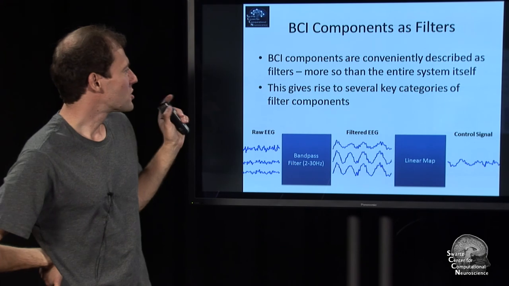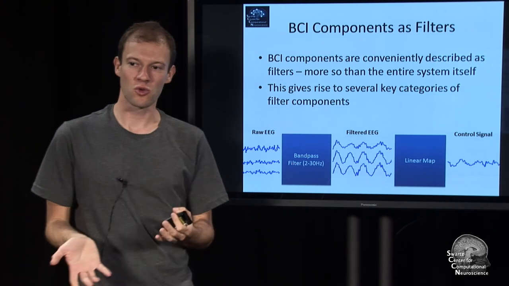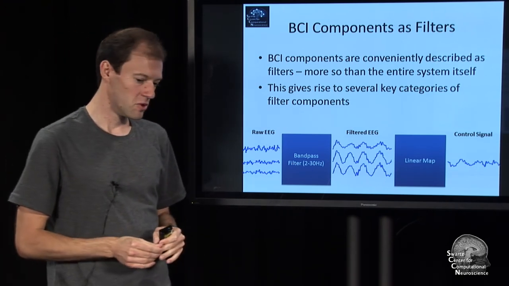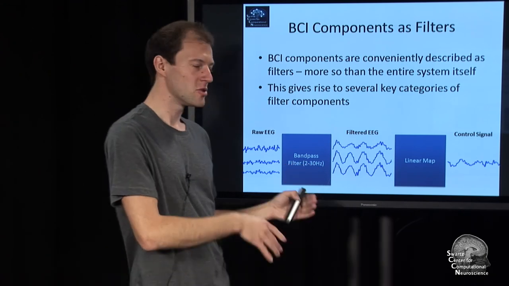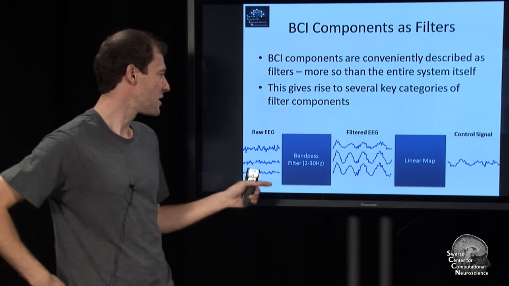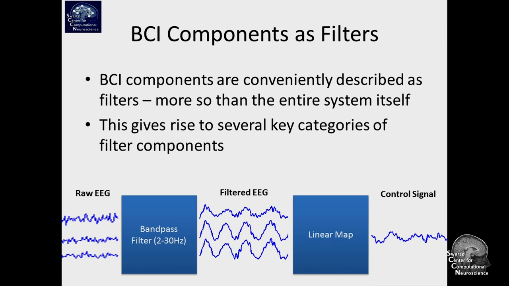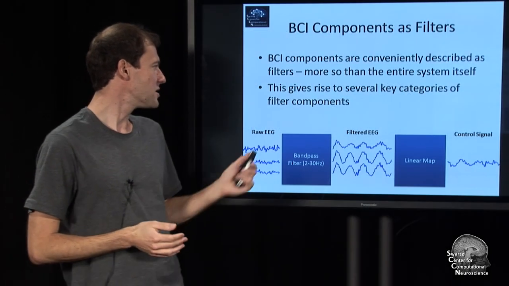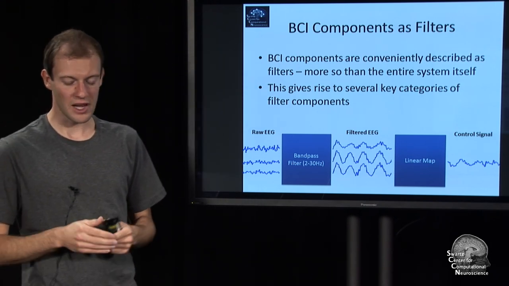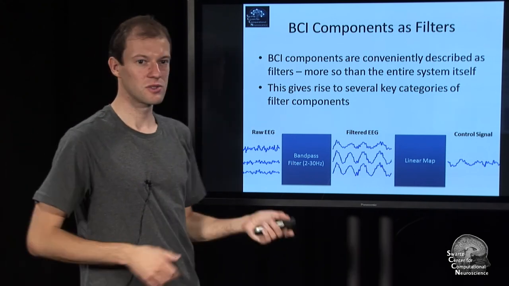But if you're talking about the components of a BCI, these are perhaps even more conveniently described as filters. And that's actually quite easy to understand. You say a BCI might be a sequence of systems, like a bandpass filter, I'd say a few things about that, which suppresses some frequency components. And then you have another stage, which is, say, a linear mapping, which gives you the control signal or so. And so it's easy to partition it into things which are very well described by signal processing blocks. And so that partitioning gives rise to certain kinds of filters that play a role in BCIs that are prompted by these original definitions.